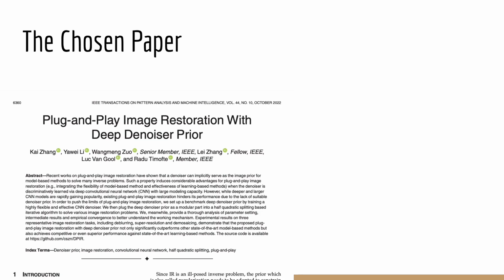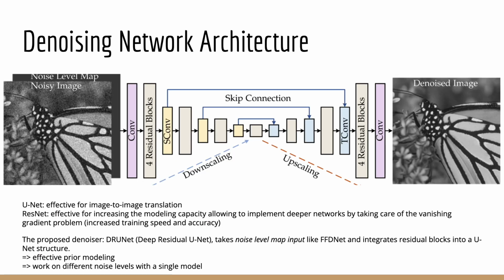And our chosen paper is plug-and-play image restoration with deep denoiser prior. In this paper, we use an architecture like this. It is like UNet, which is very effective for image-to-image translation tasks, but it also uses residual connections like ResNet. This increases the modeling capacity, and this way we can implement deeper and deeper networks since it takes care of the vanishing gradient problem with these residual connections.